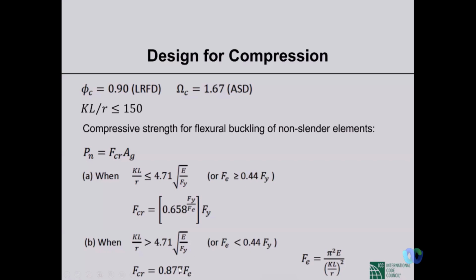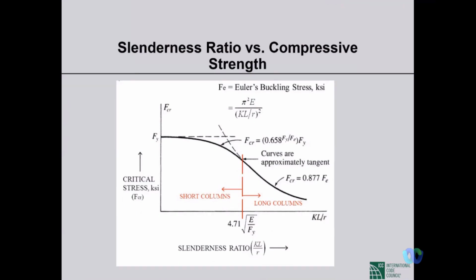Now, if it is more than 4.71 root E by Fy, then this is basically Fe multiplied by a factor. What is Fe? Fe is nothing but the critical Euler buckling stress. So now these are just formulas. You have to get these values of the stresses and put them in the formula and get Fcr, and then you will get Pn. That's boring, but there's some interesting stuff in it actually. If we see some graphs, that makes it a little bit more interesting.